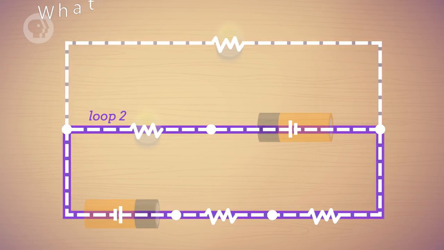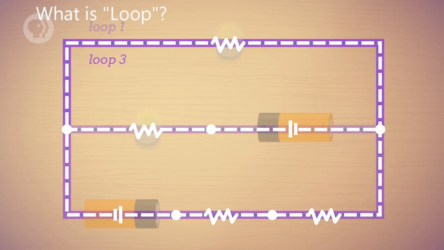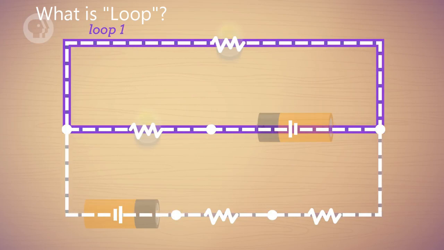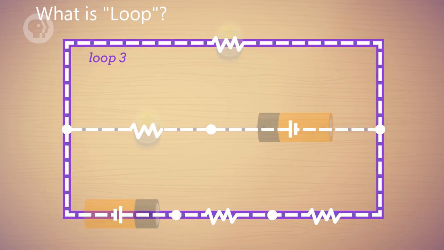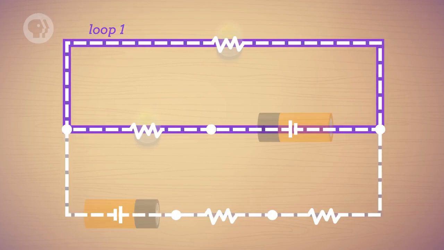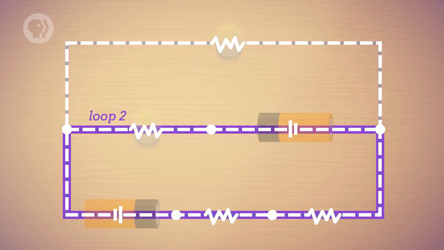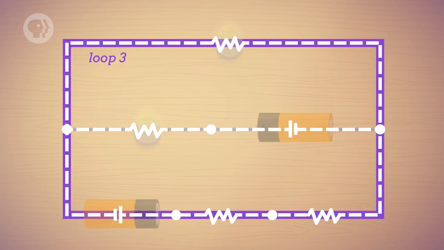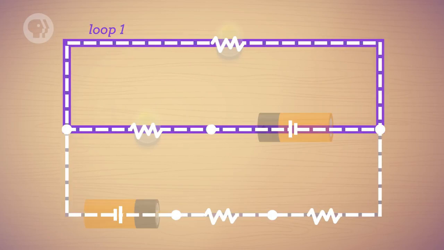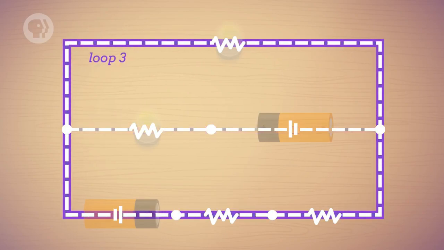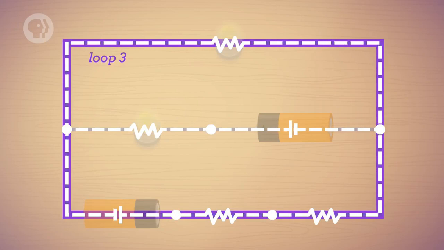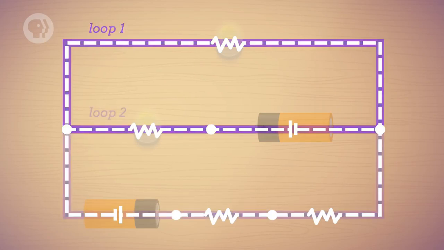Next, we have to understand what a loop is. In this circuit, we can produce three different loops. A loop is a sequence of consideration. You can choose either a clockwise or anti-clockwise direction. For example, loop number 1 can be in clockwise direction, the second one will be in anti-clockwise direction, and the third one is in clockwise direction.